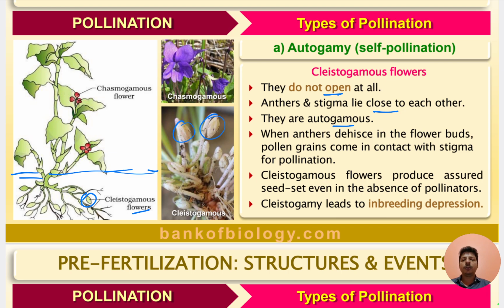Obviously, though the flowers are closed or situated below the soil surface, that's why they produce assured seed set. Only autogamy occurs in the cleistogamous flowers, so there is no need of a pollinator.